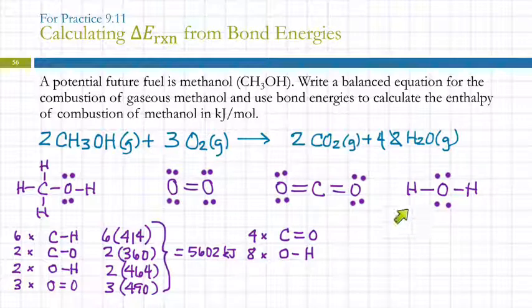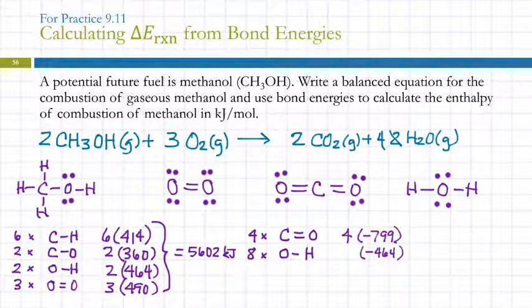Over here, we're forming bonds. Forming bonds releases energy, and so these are going to be negative numbers. So carbon-oxygen double bond. When you break that in CO2, it's 799 kilojoules, but here we're making it, so it's negative 799 kilojoules. And we've got 4 moles of that. The oxygen-hydrogen bonds are minus 464. It's negative because we're making the bonds. Making bonds releases energy, and there's 8.